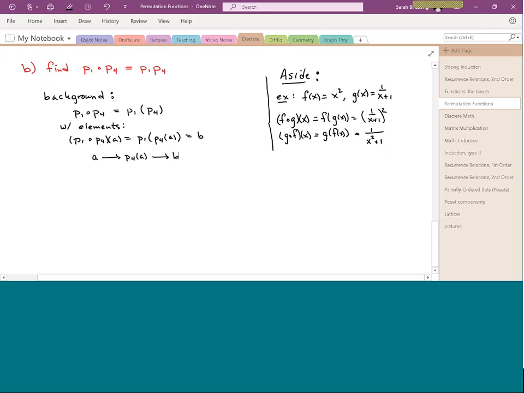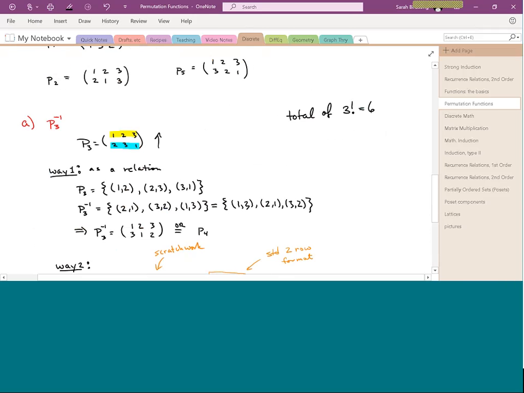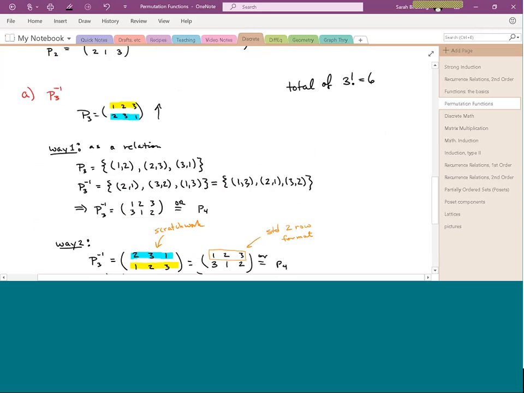Okay, so that's our background. So P1 composed with P4. I'm going to write them both down in their two-row format. So P1 was, make sure I get the right one here, P1 was 1, 3, 2.